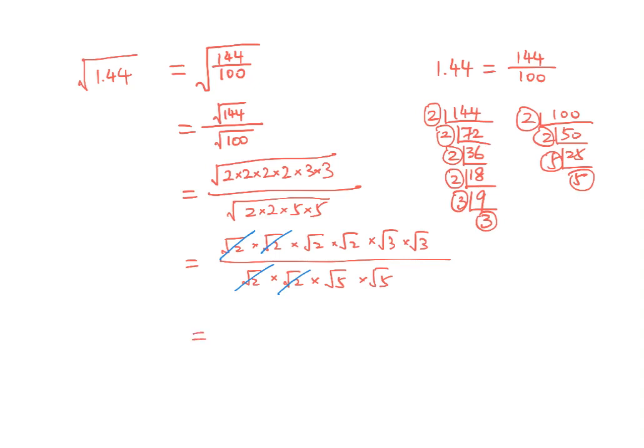Then we can look at square root 2 times square root 2, which gives us 2. Square root 3 times square root 3, which gives us 3, over square root 5 times square root 5, which gives us 5. So this equal to 6 over 5. Yeah, this is the simplest form. So 6 over 5.